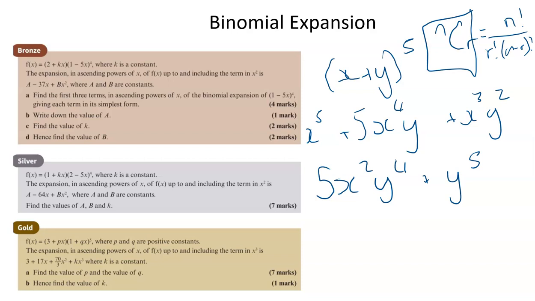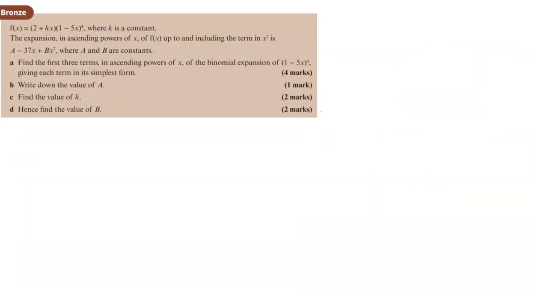Okay, I'm just going to dive straight into doing these questions. So first of all, let's look at the bronze. If I can turn the page, there we go. So we've got this not very nice looking question because it's not just a binomial, but it's got an extra linear bracket to expand with it as well.